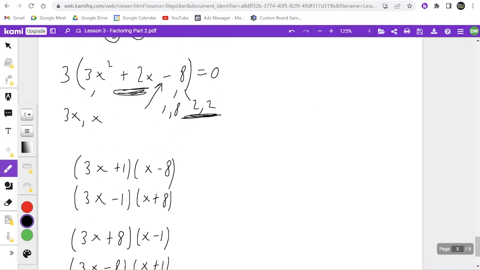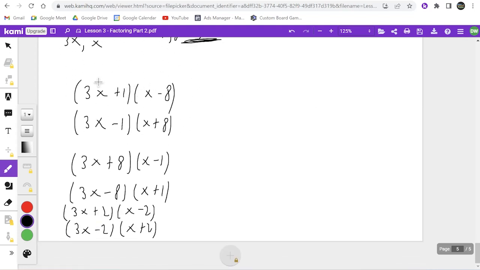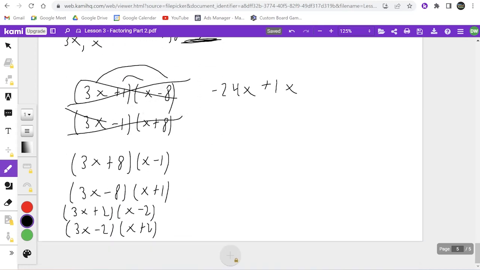We need a positive 2 in the middle, it looks like. So I do the outer. 3 times negative 8 is negative 24x. And then plus 1x in the middle, so plus 1x. That's going to be minus 23x. That can't be right. I want a positive 2x in the middle. So I know that's not right. I also know the next one's not going to be right because that's going to get me positive 23x.